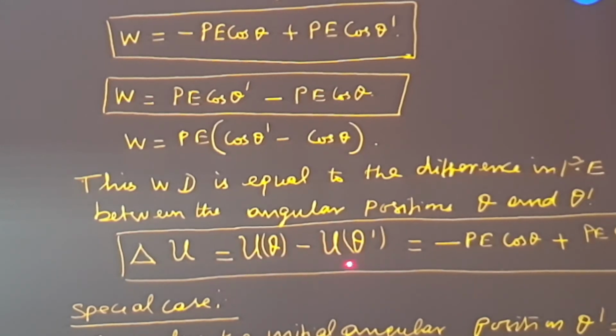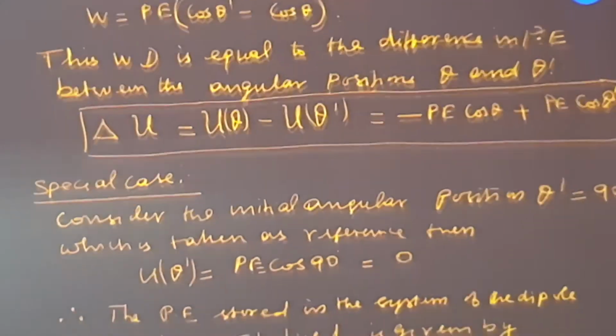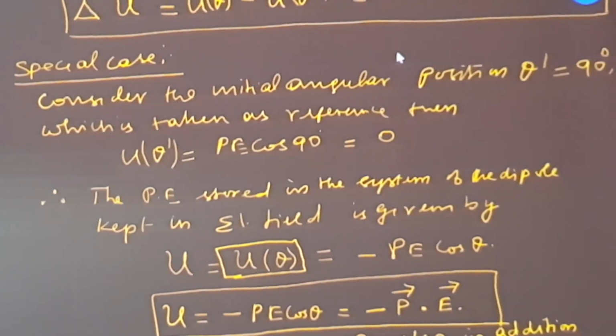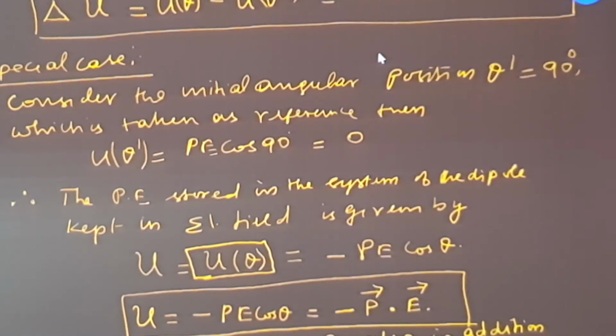Here, after the integration, final potential energy minus initial potential energy is minus PE cos θ plus PE cos θ'. This equation represents the difference in potential energy. But what we need is the potential energy of the system after rotation. So let us consider it by taking a special case.